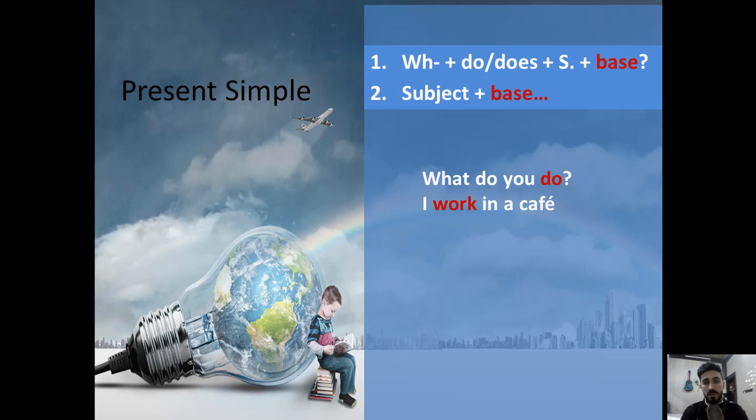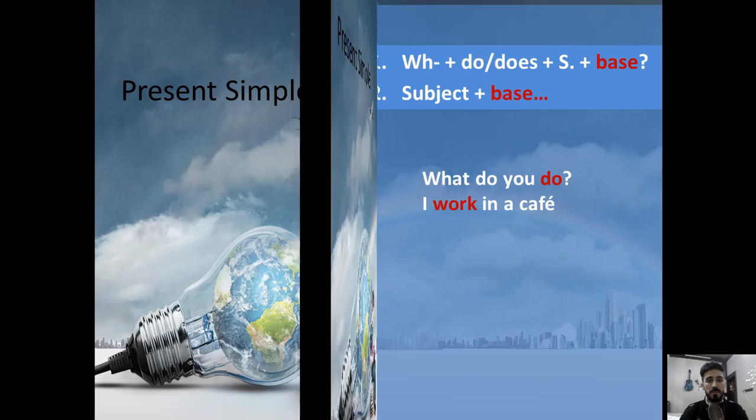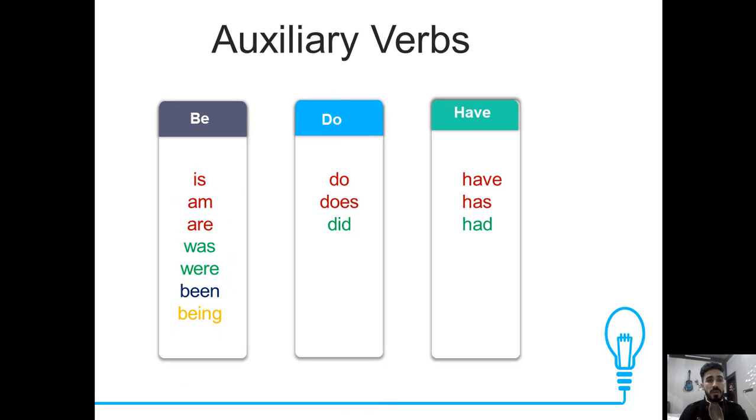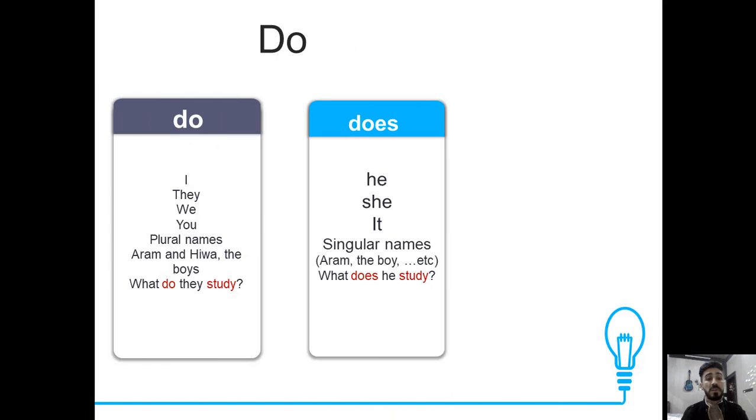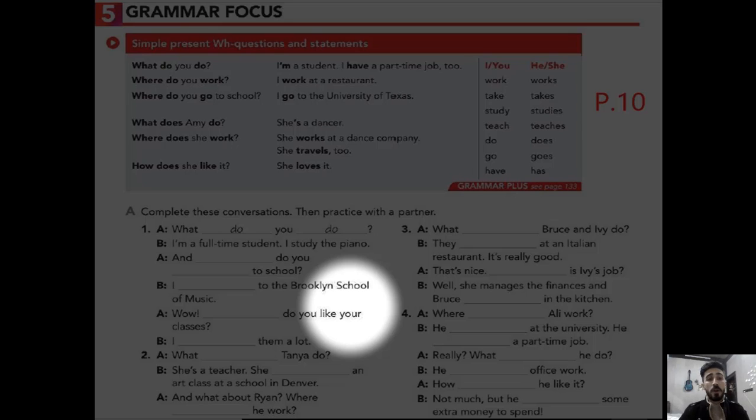Then how do you answer this sentence? We have the second structure, which is subject plus a base. Look at the example. What do you do? I work in a cafe. So these are present simple sentences. Regarding auxiliary verbs, we have verb to be, verb to do, and verb to have. But here we only need verb to do, which includes do and does. Do is used with I, they, we, you, and plural names, and does is used with he, she, it, and singular names. So let's go to page 10 on Grammar Focus on Interchange 1.